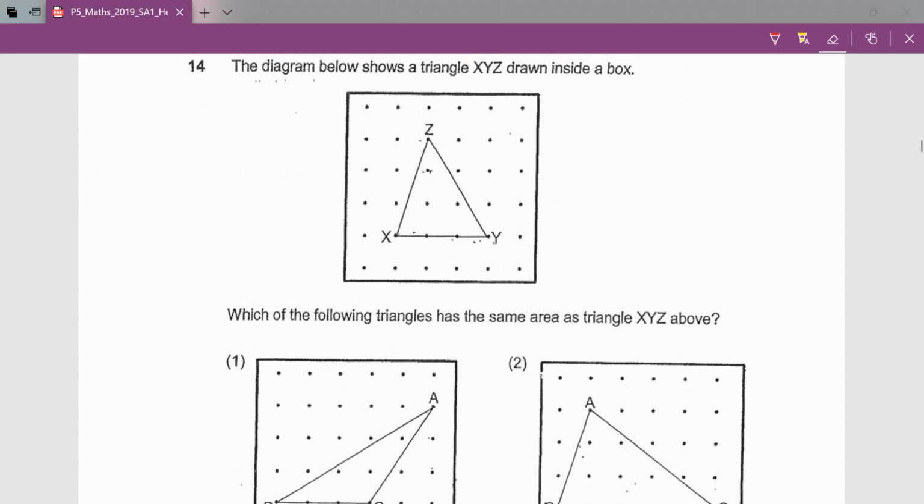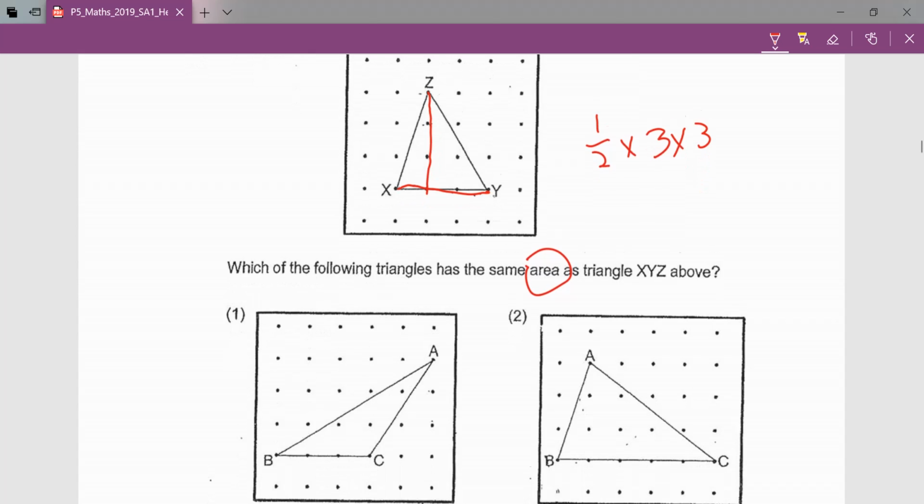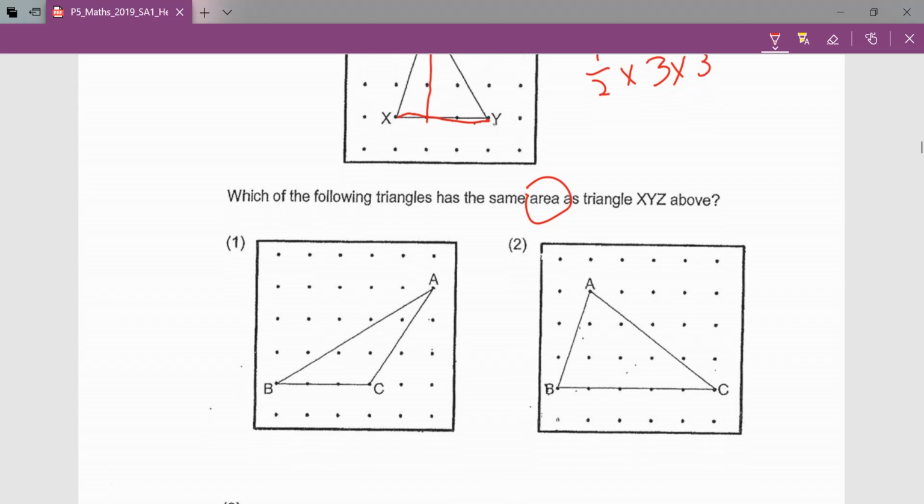The diagram below shows a triangle XYZ drawn inside a box. Which of the following triangles has the same area as triangle XYZ as shown above? So the area is basically, this is how many units? 3 units. The perpendicular height is 3 units as well. So the area is actually half times base times height. Alright, so we're going to find something that's half times 3 times 3.